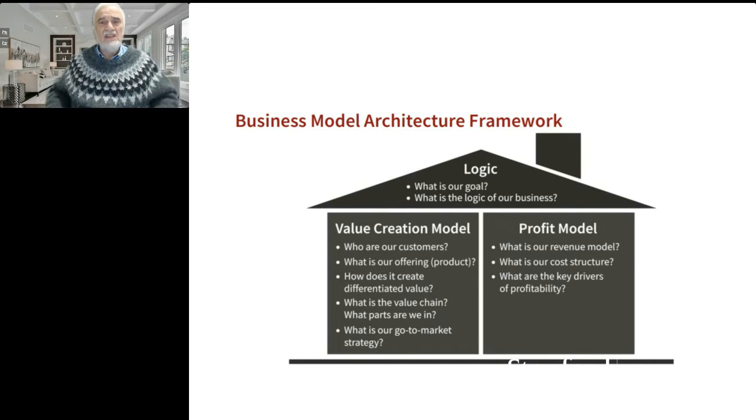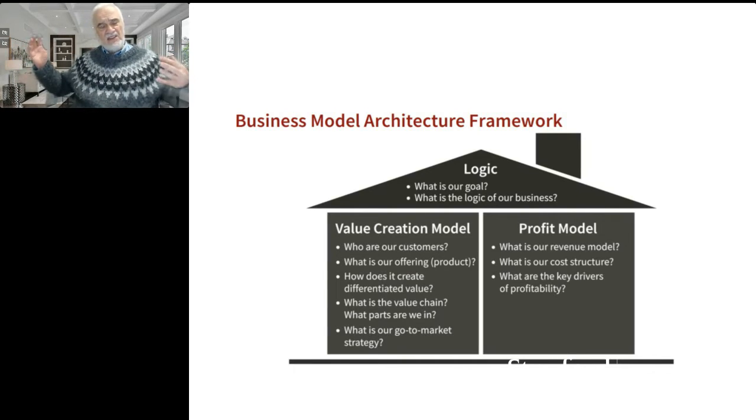The first element is the value creation model that describes who our customers are, how we're going to create value for these customers, and how we're going to deliver that value to them. So that focuses on the customer. The second room of that house is the profit model that describes how we're going to extract some of the value that we create in the process of running the business. It describes the revenue model, the cost structure, and the key drivers of profitability.